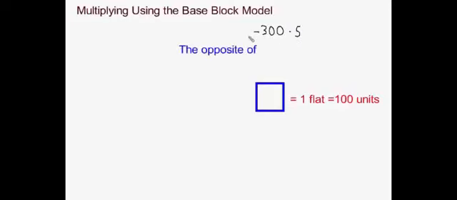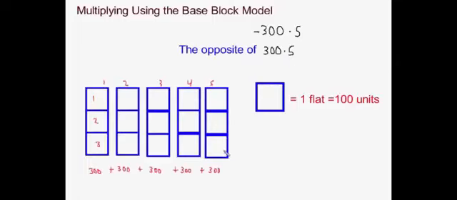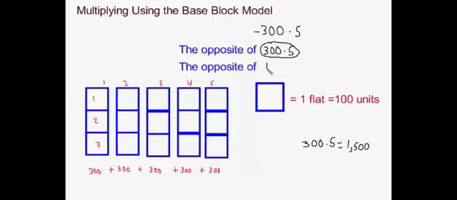In a similar way, if I wanted to multiply the number negative 300 times 5, you could think of this as that the negative here just means that we want the opposite of the previous situation where we had 300 times 5. So it's very important that you watch the first part of the video where I showed how to multiply 300 times 5, and we came out with 1,500. So if we want the opposite of 300 times 5, that would be equivalent to finding the opposite of 1,500.